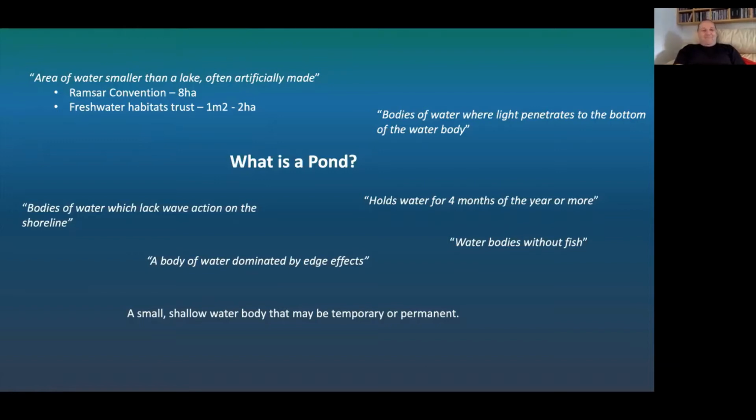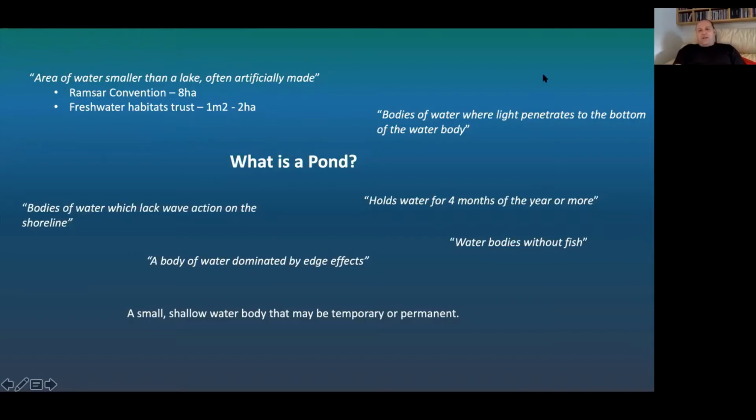The Ramsar Convention thinks it's anything above 8 hectares. The Freshwater Habitats Trust says it's anything between 1 metre squared and 2 hectares. So this is quite an unsatisfactory definition. And of course, area of water is not really an ecological definition, because it doesn't say anything about how deep it is or what its origin is or anything else.